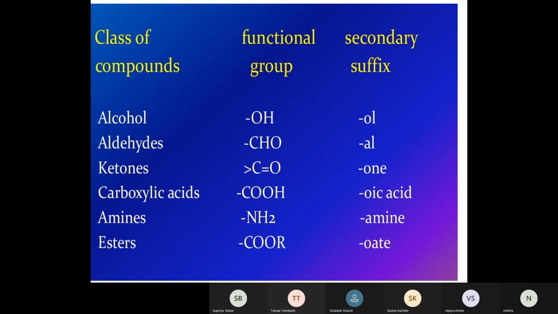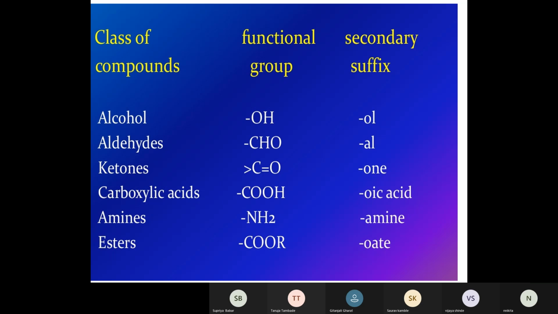Then amines. Amines contain the functional group NH2. So the secondary suffix we use is amine. Then esters. For the esters, the functional group comes as COOR.